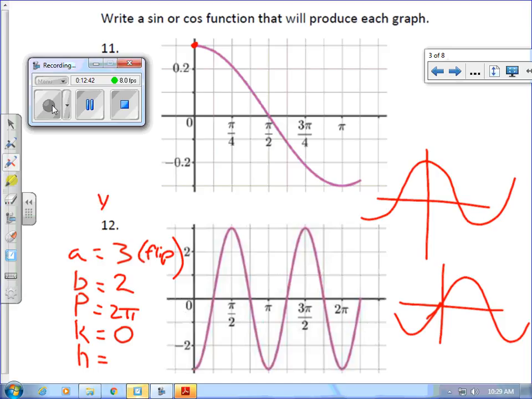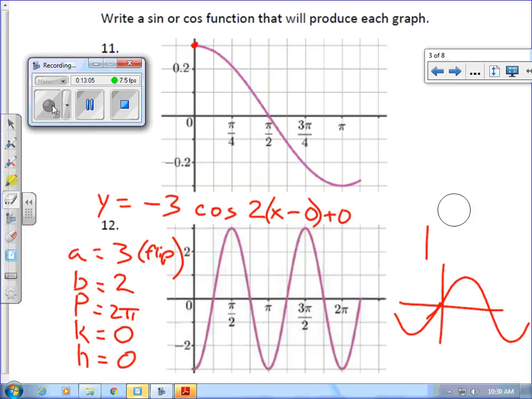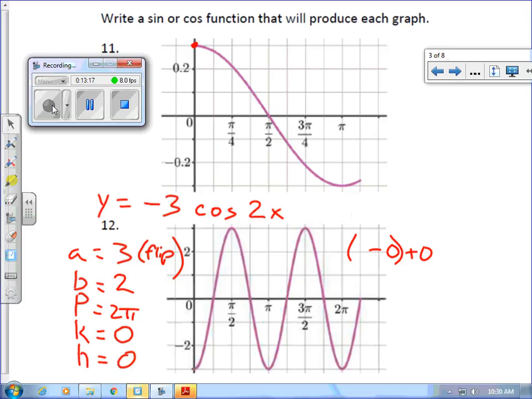So when we write the equation, y equals negative amplitude cosine 2x, and then I have no h and no k. So I'd leave it like that. If you wanted to write it with zeros in the places of h and k from the center form, you'd write minus 0 plus 0, but the zeros you don't need. That's better.